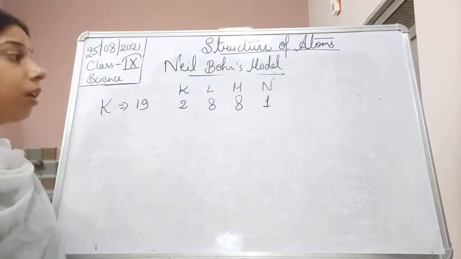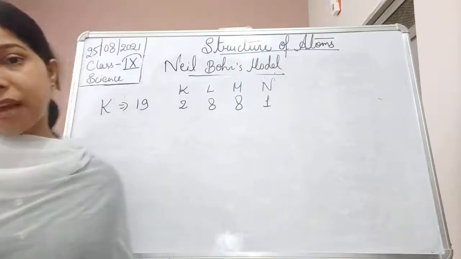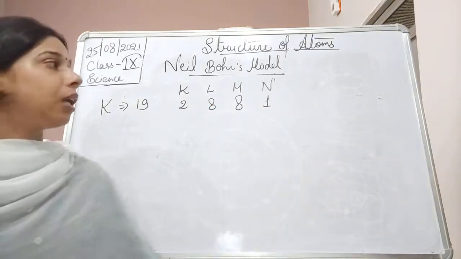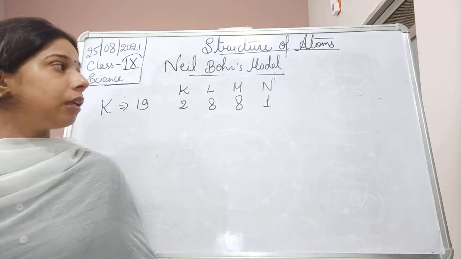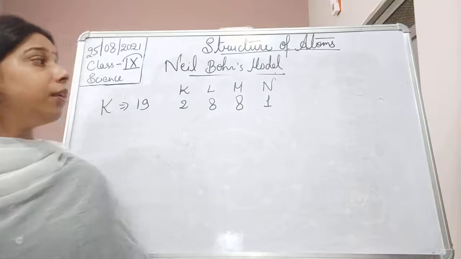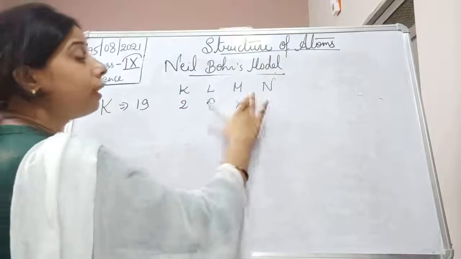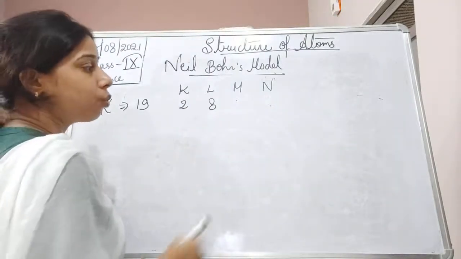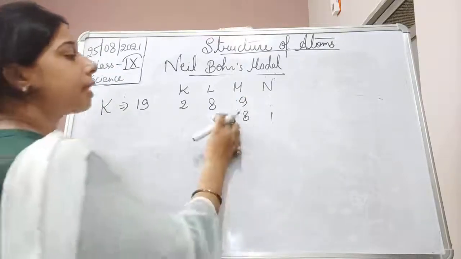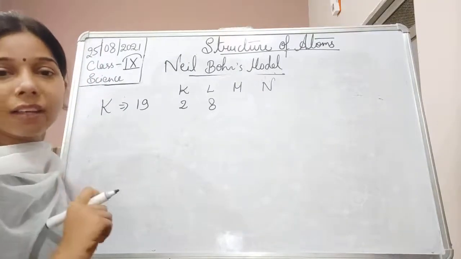Here, we must remember that while studying Neil Bohr's model of the atom, we have seen that the outermost shell can only accommodate 8 electrons. But we know that the M shell can accommodate 18 electrons. So why is it not 9? Why is it 8, 1? The question can arise why it is not 9, even though we know that it can accommodate 18 electrons.